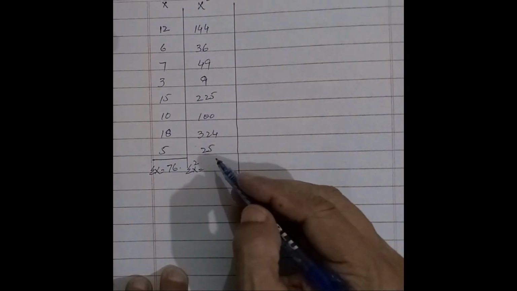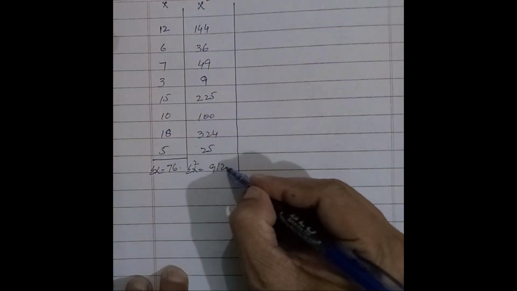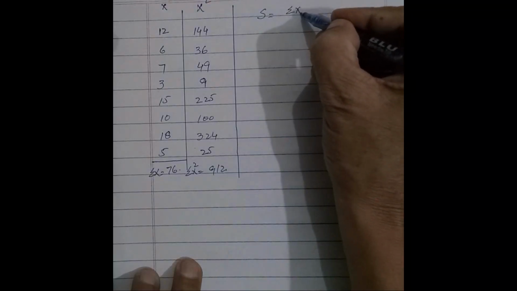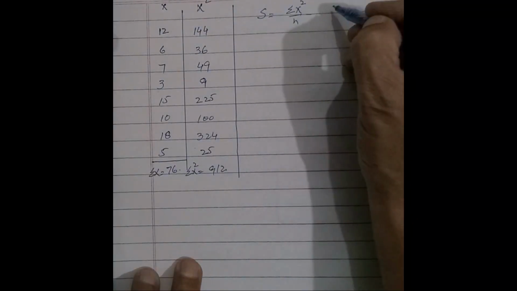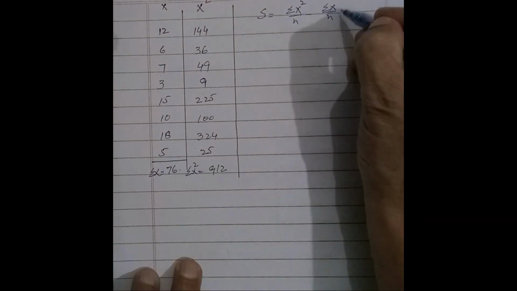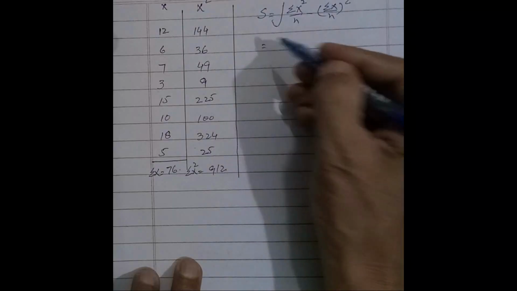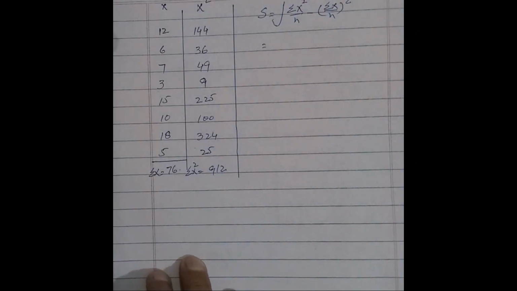And take the summation of x square, which is 912. We add all these values of x square, and the answer is 912. And you know the formula: standard deviation is the square root of summation x square over n minus summation x over n whole square. Now put the values.